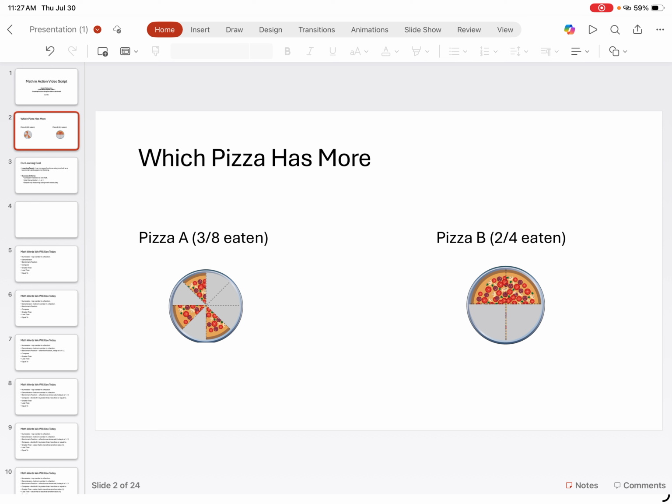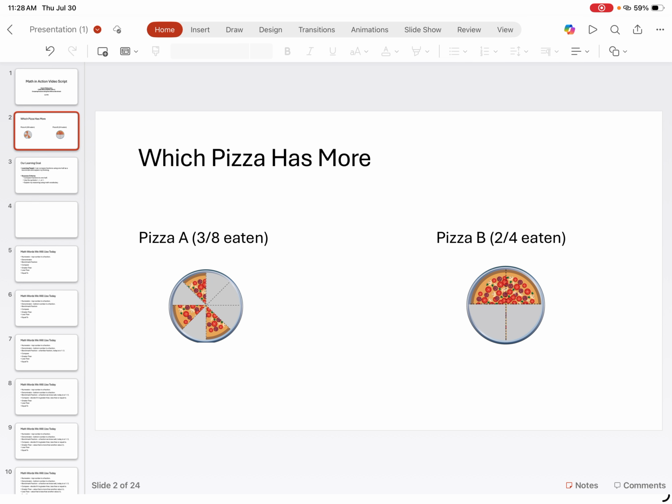Today we're going to solve a math mystery together. But before we get started, I have a question for you. Imagine you and a friend each ordered a pizza. You ate 3/8 of your pizza and your friend ate 2/3 of theirs. Sorry, 2/4 of theirs. Who ate more?